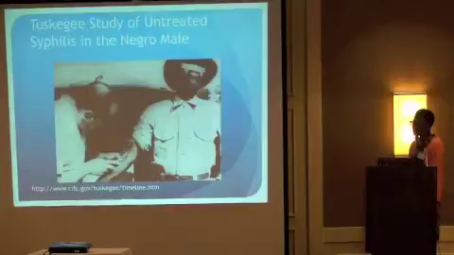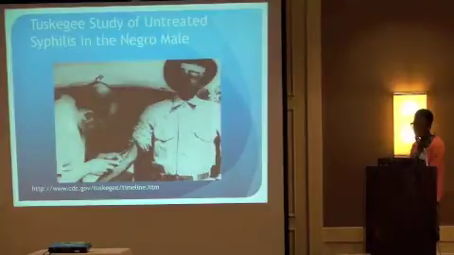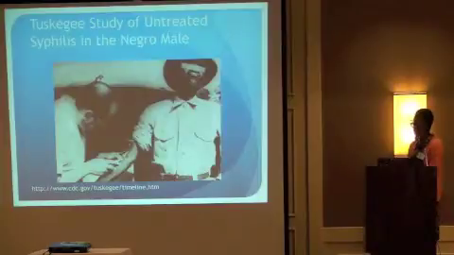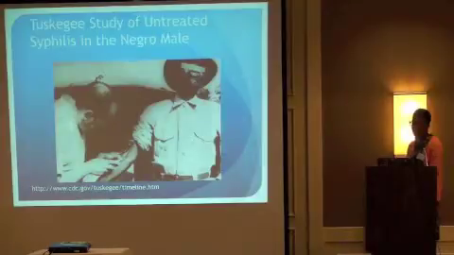The Tuskegee study of untreated syphilis in the Negro male was a 40-year experiment conducted by U.S. researchers from the Public Health Service working with Tuskegee Institute, a historically black institution, on the natural history of syphilis. Interestingly, this study originally was proposed to examine a hypothesis that syphilis was somehow different in black males, and then, therefore, if this study demonstrated that there was a difference, then that would be a reason to provide treatment to black males.